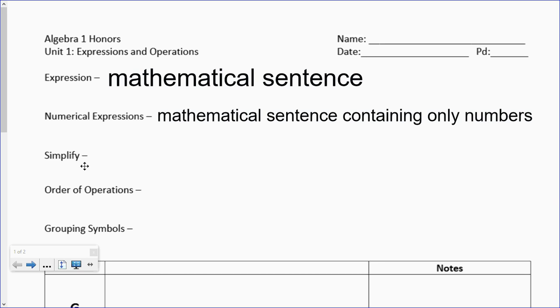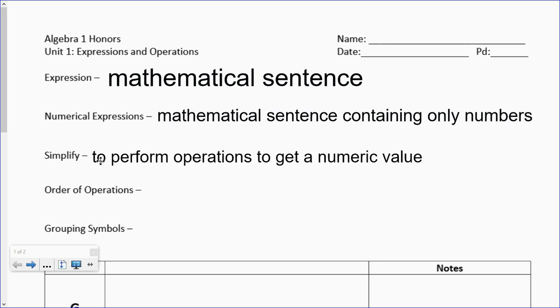Okay? Simplify means that we're going to perform the operations, and our goal is to get a numeric value. Currently, with today's notes, we will be able to get a single number as our answer. Later on in other videos, we're not going to be able to because we're going to start adding in those letters. So when we say to simplify, we're trying to do as many operations as we can to get it as simple as possible.